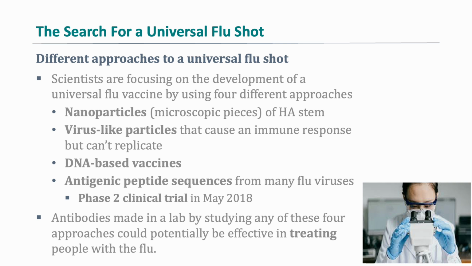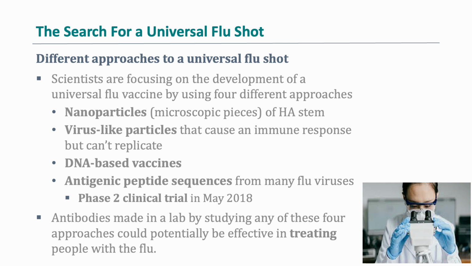Another strategy focuses on virus-like particles. These are molecules that mimic the influenza virus and target an immune response, but they don't have the ability to replicate or cause illness. Additionally, scientists are experimenting with DNA-based vaccines. This approach offers a way to directly target the virus's genetic blueprint and may help create a more lasting immunity.